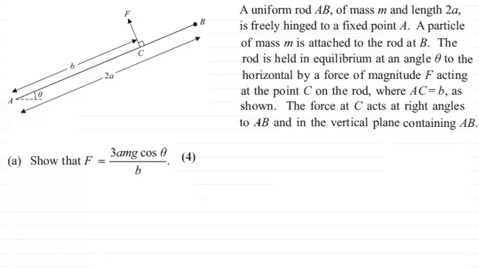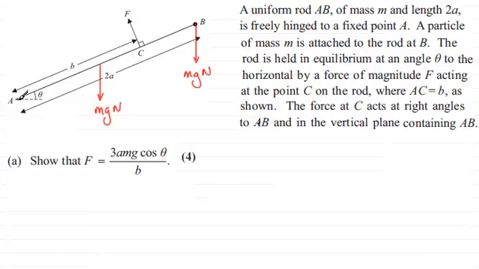Well, let's first of all put the forces that are acting on this uniform rod AB. Now it's of mass m and length 2a, so the weight is going to act in the middle because it's a uniform rod, so we'll put the weight down there, mg newtons. We're also told that a particle of mass m is attached at B, so there's going to be the weight of that particle acting downwards, mg newtons.